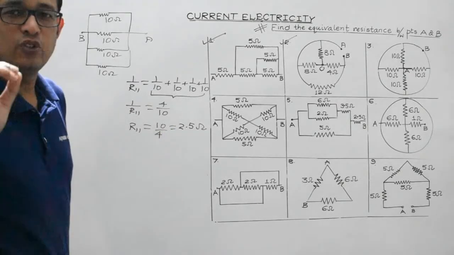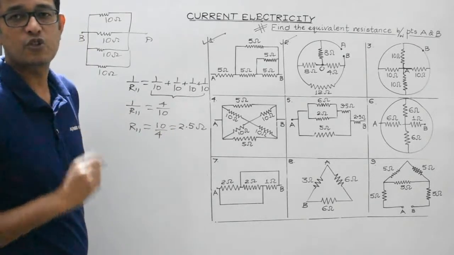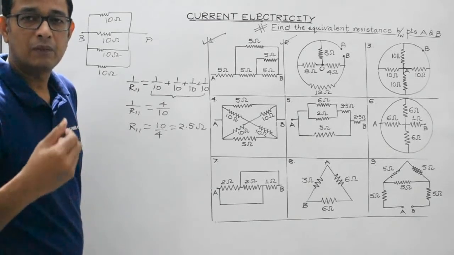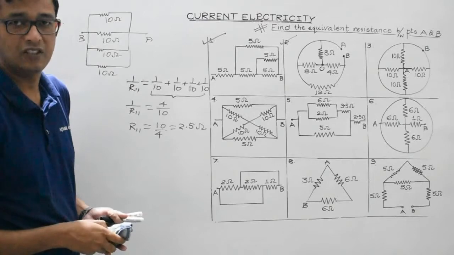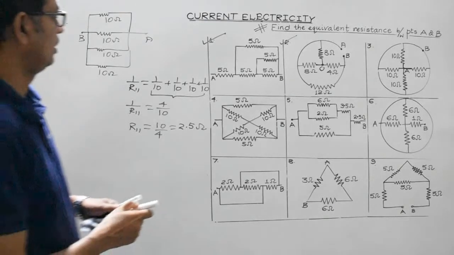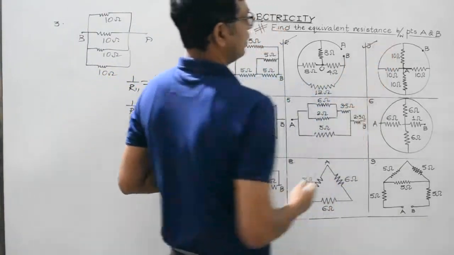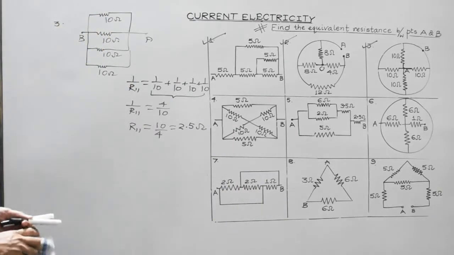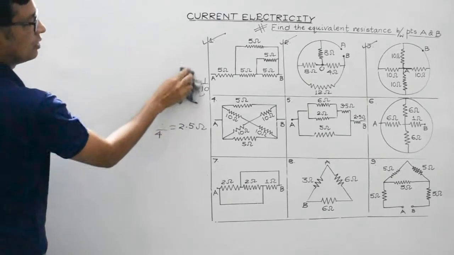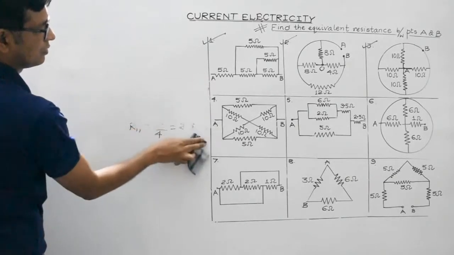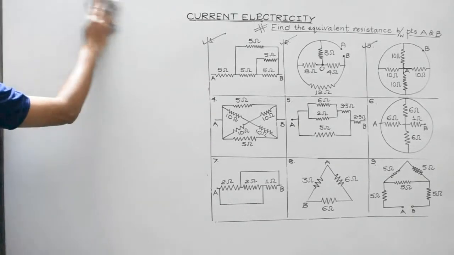So students, simply you need to do enough practice of such questions. You yourself will become confident and it will be too easy for you to solve such questions. Right? So, the third question's equivalent resistance is also 2.5 ohm. Now let's concentrate on the fourth one.